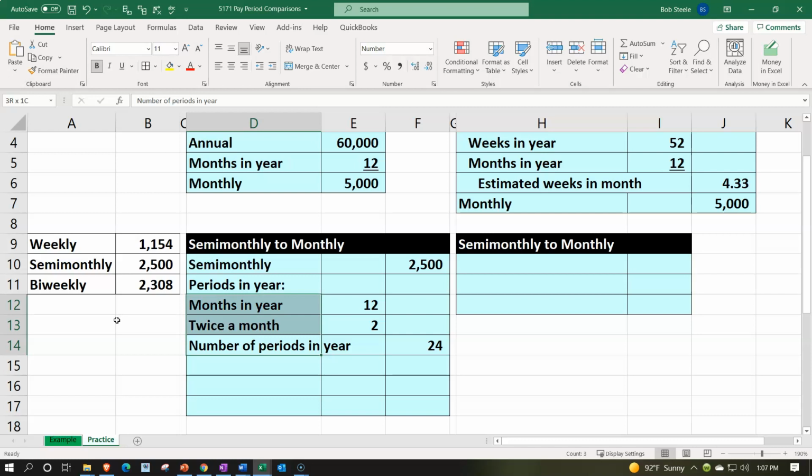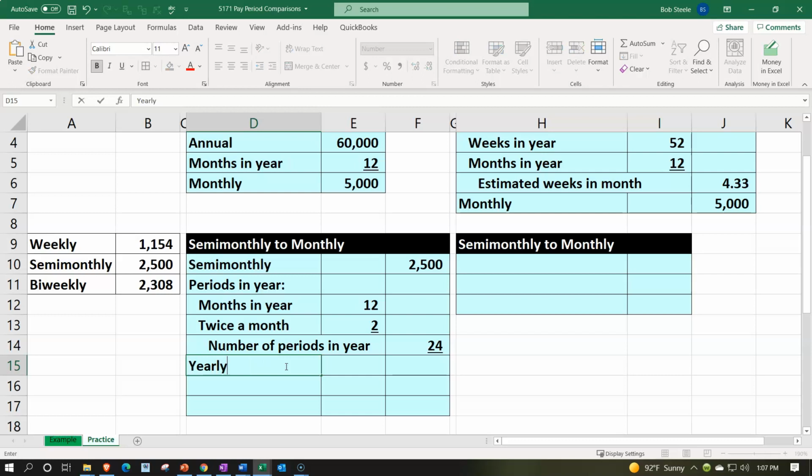Let's indent that, making it look a little nicer. Alignment, indent, picking this one up, alignment, indent again. Let's put an underline here, font group and underline. So that means that we would have the yearly amount if we got 2,500 times 24 periods, 2,500 times 24 of those semi-monthly periods.